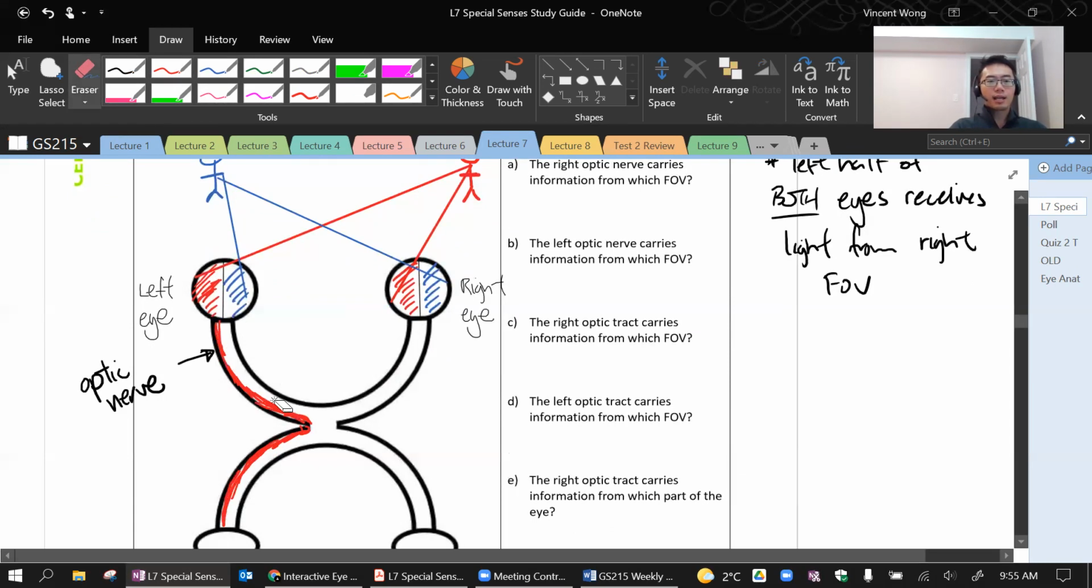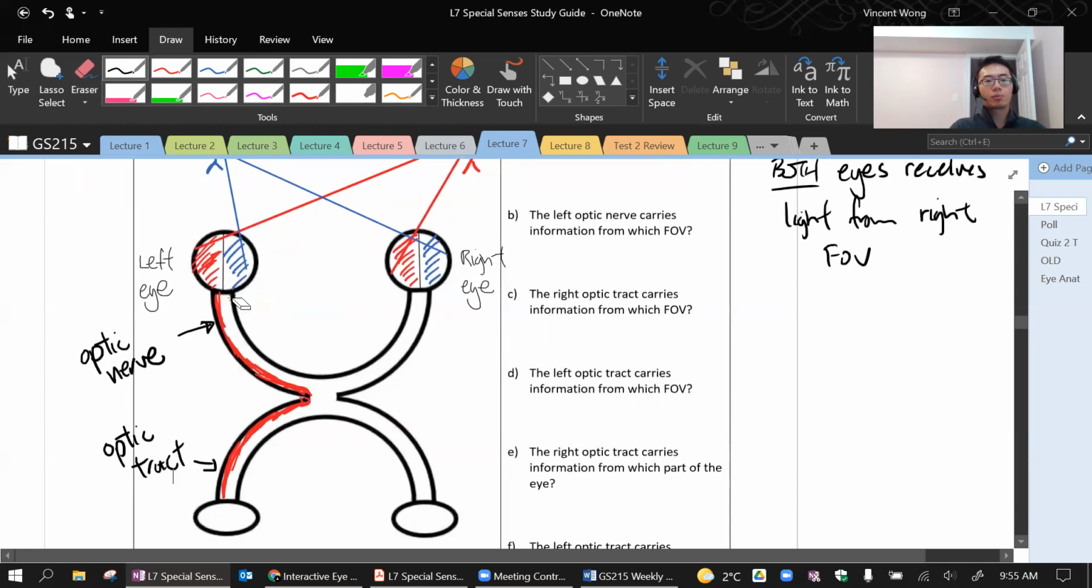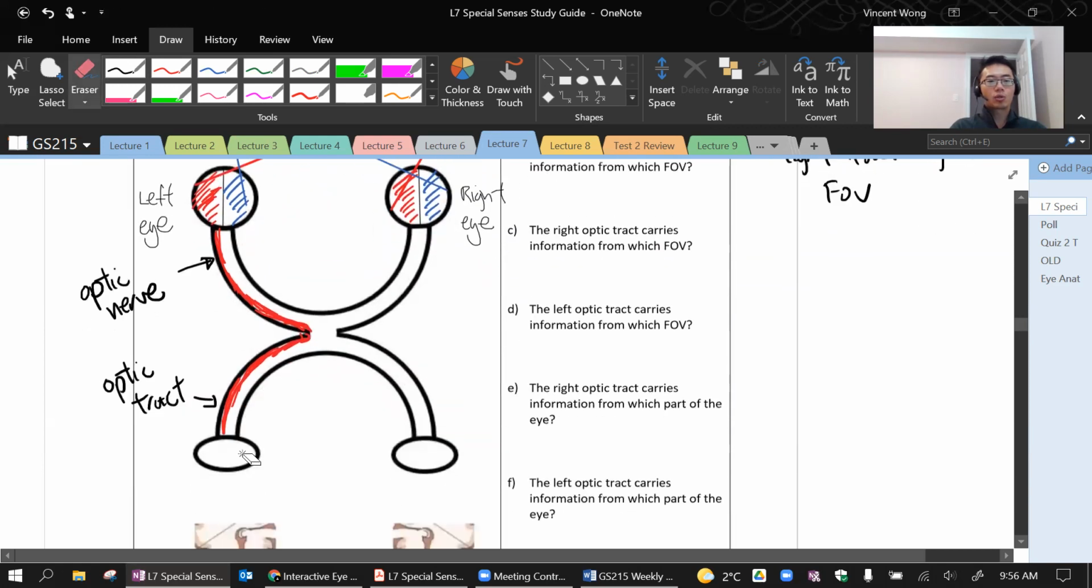So this is outside of the brain, which is why it's called the optic nerve. And then past this point, it's going to be inside of the brain now, which we will now call the optic tract. Remember, tract and nerve are a bundle of axons. The difference is whether it's found in the PNS, outside of the brain and spinal cord, or inside the brain. Right? So optic nerve, optic tract. And then it will go to the thalamus. Okay. All these are on the left side.